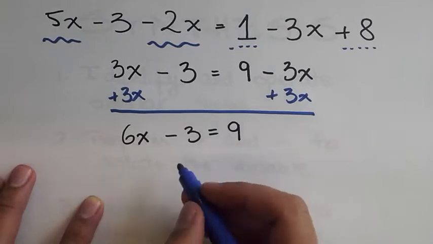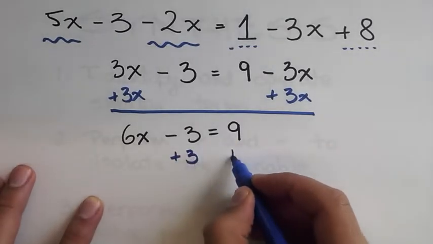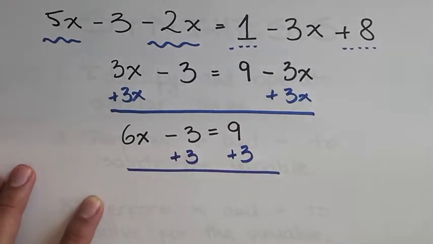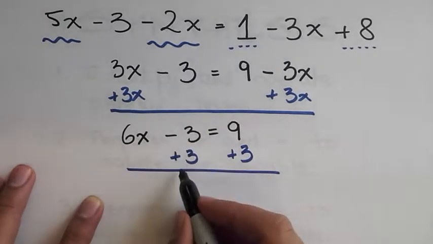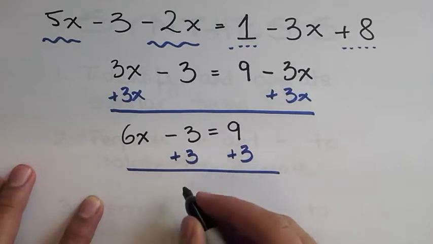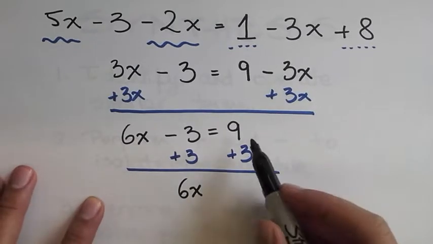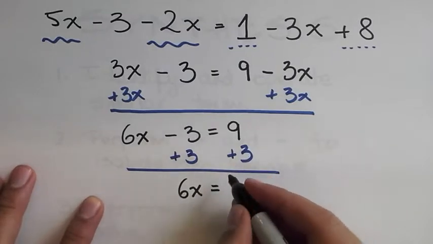You can perform this same step with numbers, because we want to isolate the x term. Negative 3 plus 3 cancels out, leaving our x term as wanted alone, 6x. 9 plus 3 would give you 12.